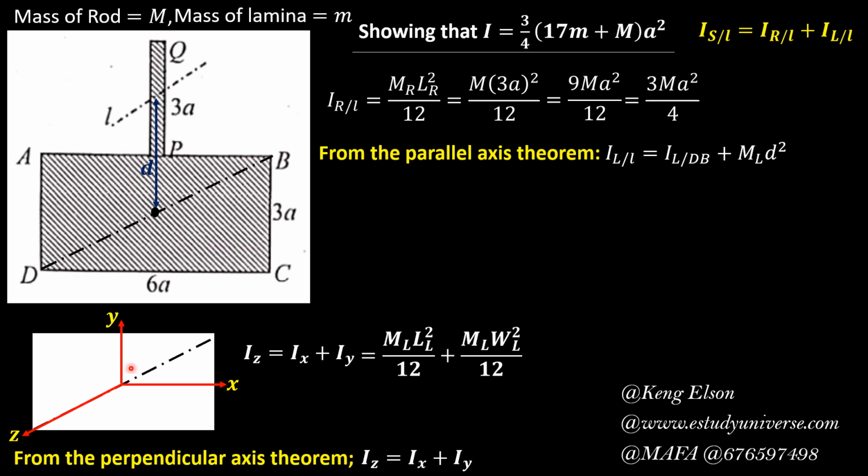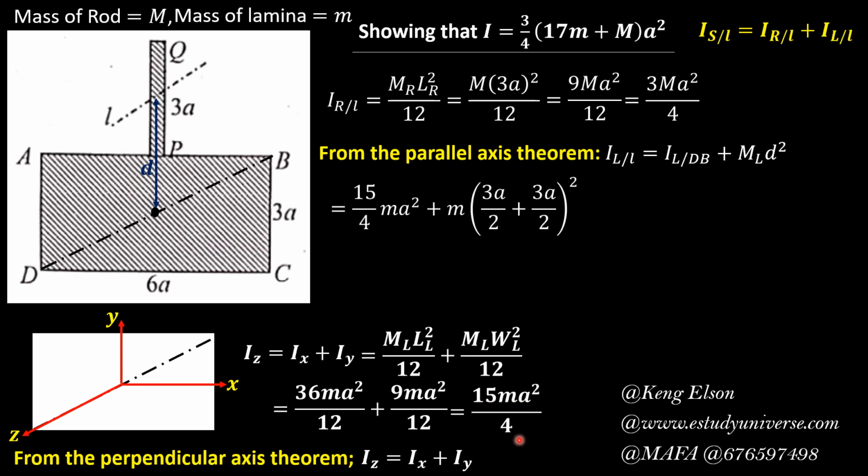But now when we are finding Ix, since the rod is instead perpendicular to the width, we change the length to the width. Okay, so if we simplify, the length of the rod is 6a. When we square, we have 36. Then the width of the rod is 3a. When we square, we have 9. If we simplify this, it gives us 15 ma squared divided by 4.